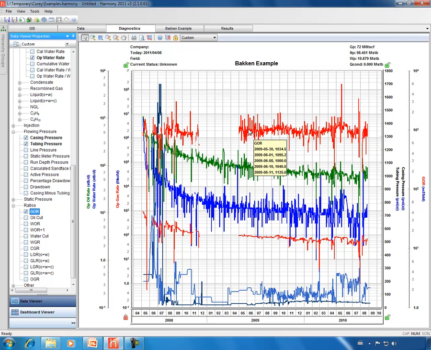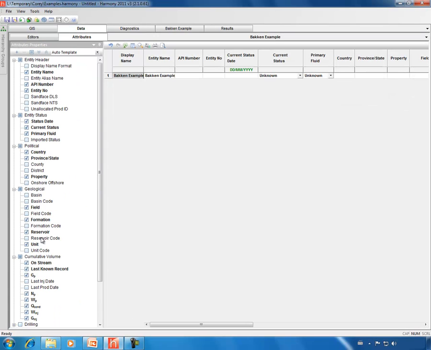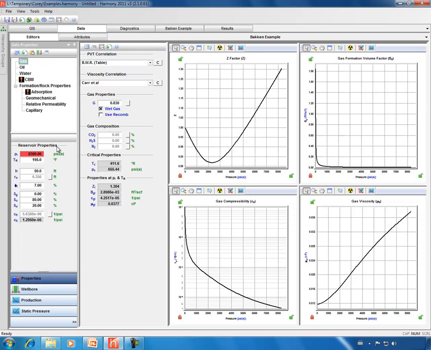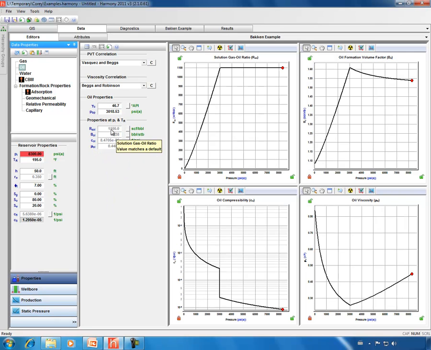In this case, it looks like we're in the neighborhood of about 1,000 standard cubic feet per barrel for solution gas-oil ratio. If we go and look at our data, we will see that the correlations anyways predict that at 1,100 standard cubic feet per barrel, our bubble point pressure is about 3,000 psi, which is well below the 8,300 psi of reservoir pressure that we have.